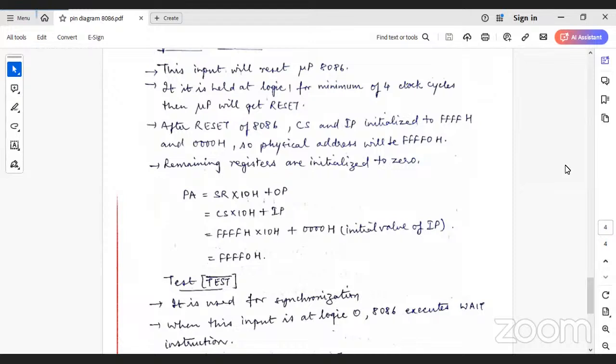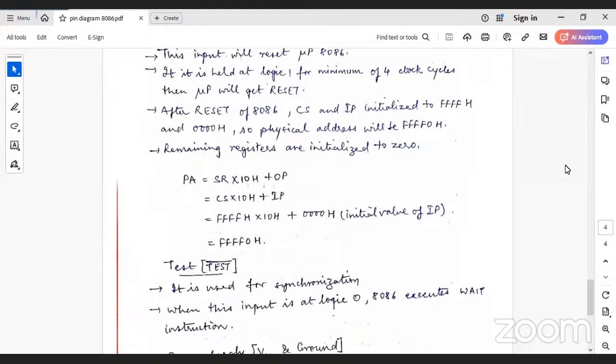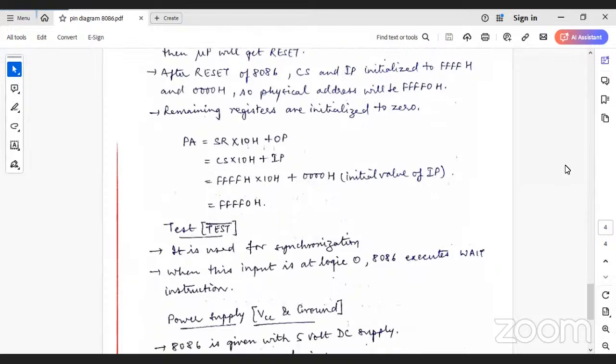So if you want to show the example, you can show, otherwise you can leave that and then say that after reset the code segment is initialized at 4Fh and the IP is initialized at 00H, so that the physical address will be 4F0H. Now next signal is your test signal.